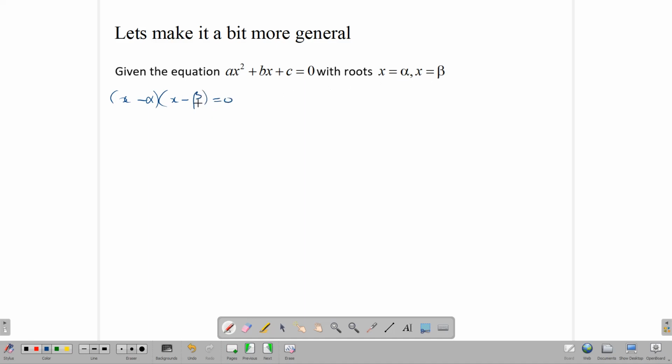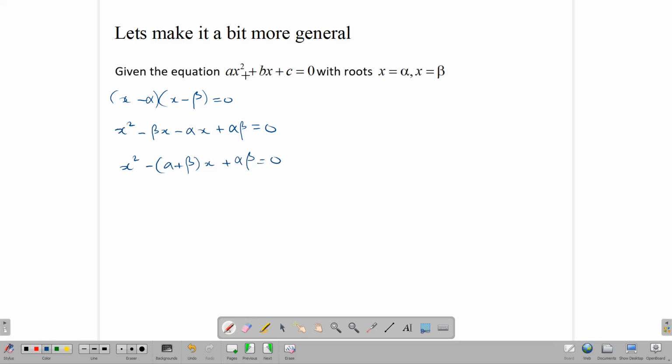And we can expand this to get a look at what the quadratic equation should look like. So here we go, x times x gives us x squared. X times minus beta gives us minus beta x. Alpha times x will give us minus alpha x. And minus alpha times minus beta gives us plus alpha beta equals 0. We can tidy that up a little bit by writing it as x squared, factoring out our minus, minus alpha plus beta x, plus alpha beta equals 0.